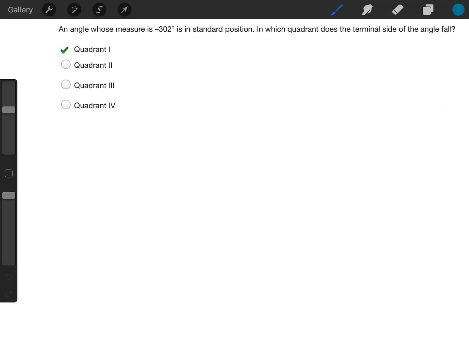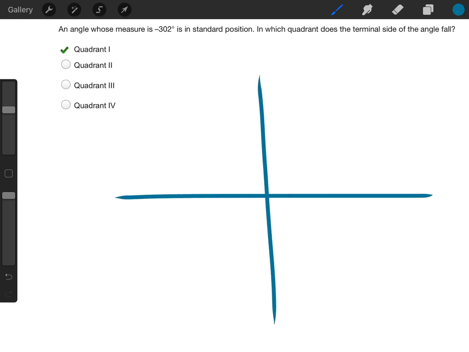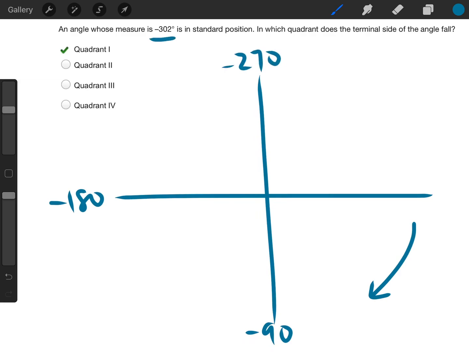An angle whose measure is negative 302. You know that if you go clockwise, this is going to be negative 90, this is going to be negative 180, this is going to be negative 270. Negative 302 is basically going beyond negative 270. So it's going to be quadrant 1.